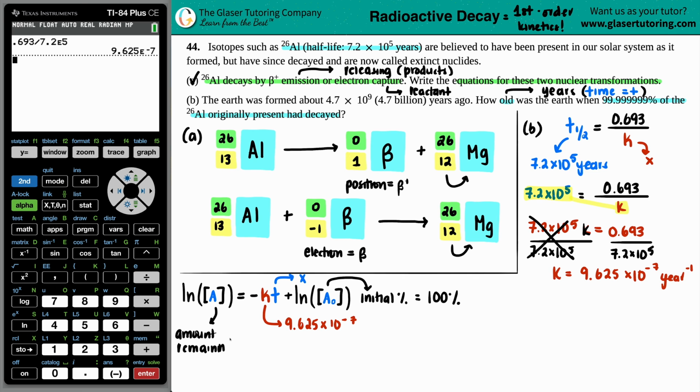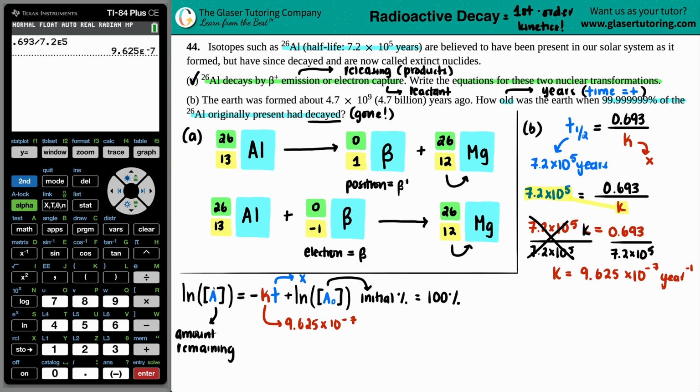Now we have to read this very carefully, because they said that 99.999999% of the aluminum had decayed. That means that it's gone, and it is never to be seen again. That's not how much is remaining. That's how much is gone.